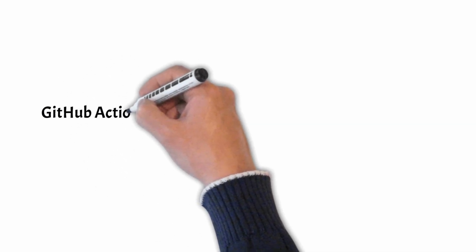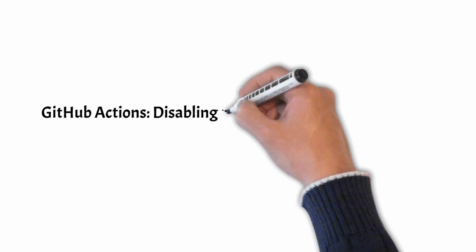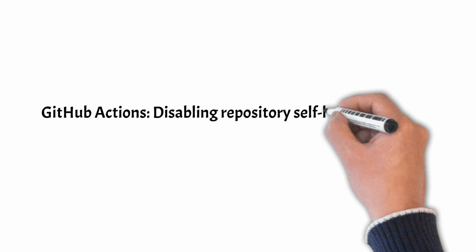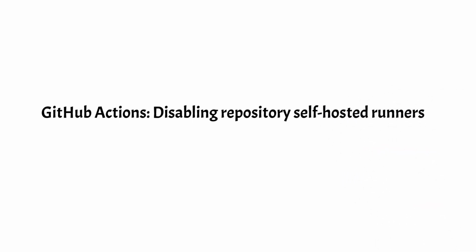GitHub just announced that you can now disable repository-level GitHub Actions self-hosted runners. What does this actually mean, and why did they do that?